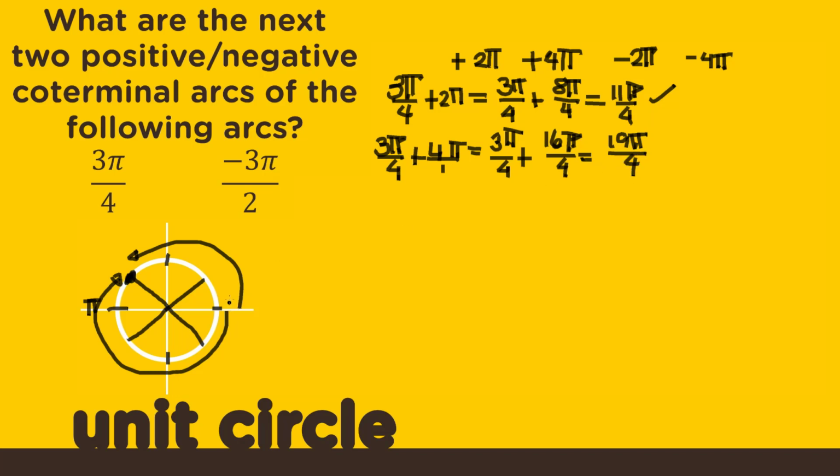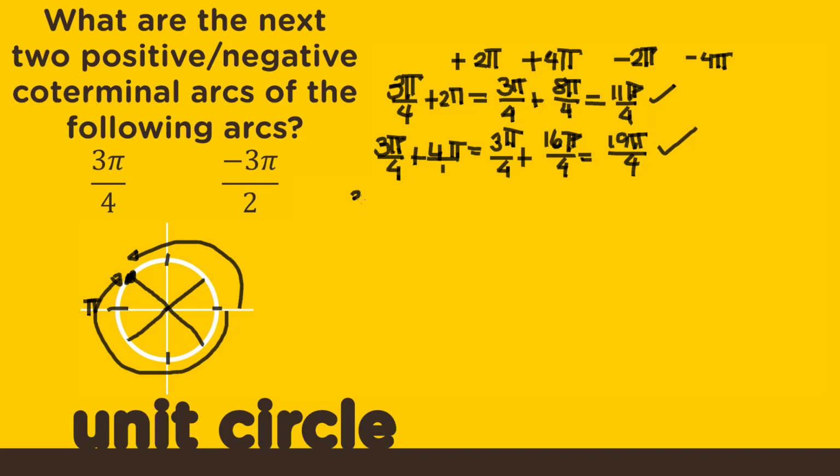Let's see if it's really coterminal. 1, 2, 3, 4, 5, 6, 7, 8, 9, 10, 11. That's the first. 12, 13, 14, 15, 16, 17, 18, 19. That's the second positive coterminal arc of 3 pi over 4.